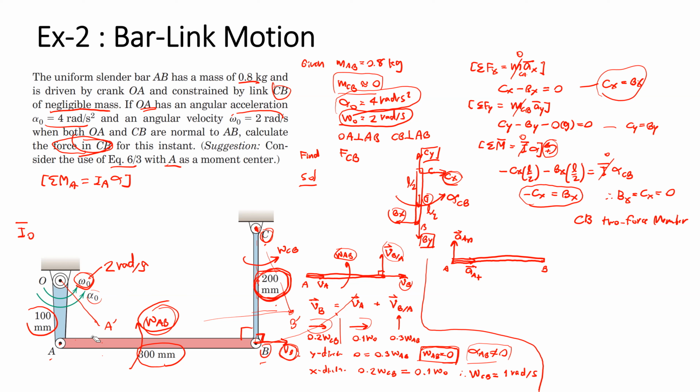At point A, we have alpha and we have omega, right? So we have tangential acceleration as the effect of alpha, and we have normal acceleration as the effect of omega. B also has the effect of omega and alpha on it.